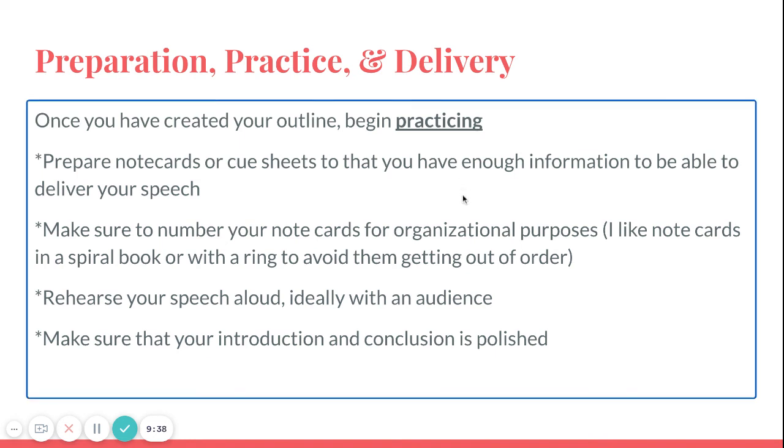I hope this information will help you as you begin practicing for your presentations this semester. I look forward to hearing all of them. And most importantly, I look forward to seeing growth in your presentation abilities as we move throughout the semester.